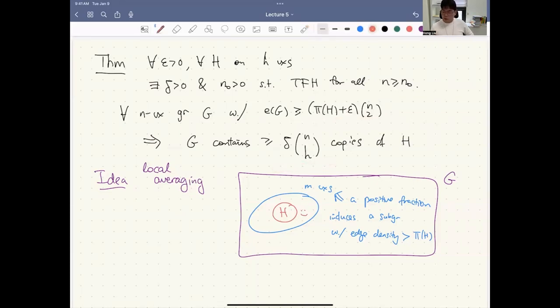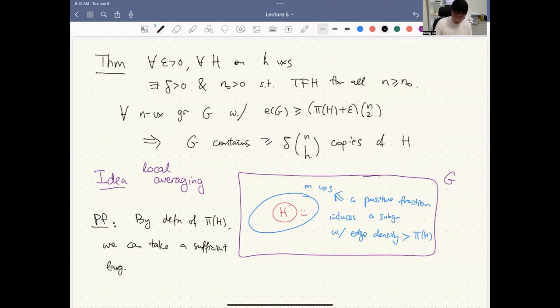So let's write down the details. By the definition of the Turan density, we know that we can take a sufficiently large M, depending only on epsilon.